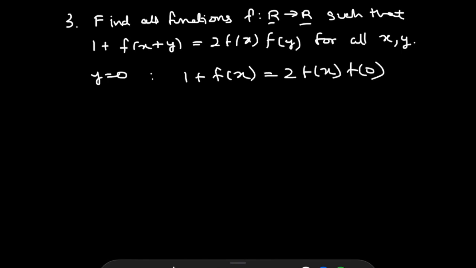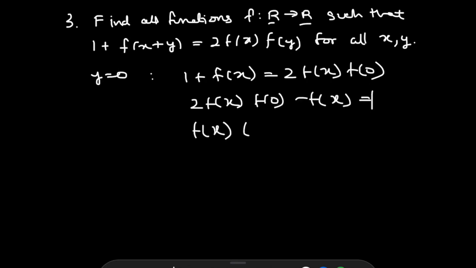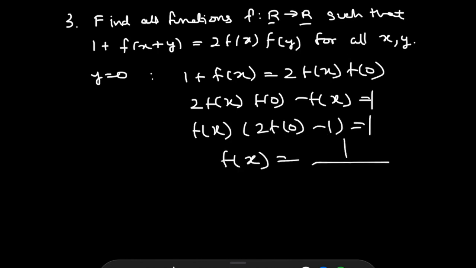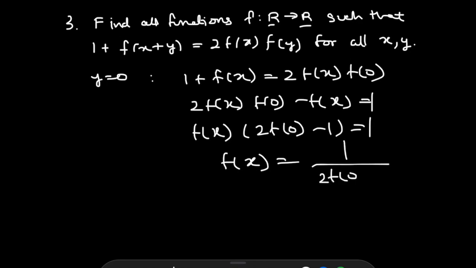So we can solve for f of x now. So let's take f of x to the right hand side. We have 2f of x times f of 0 minus f of x equals 1. Factoring out f of x, we have f of x times 2f of 0 minus 1 equals 1. So we have f of x equals 1 over 2f of 0 minus 1. So since 2f of 0 minus 1 is simply a constant value, our function f of x is going to output some constant.